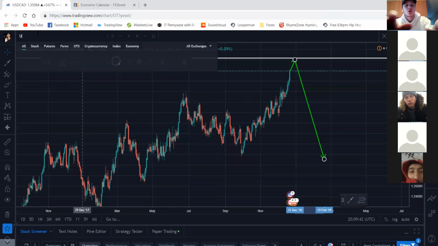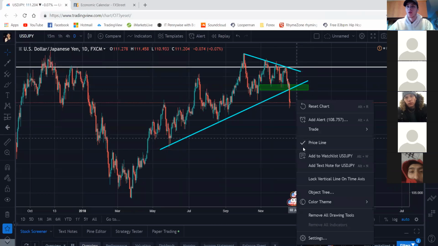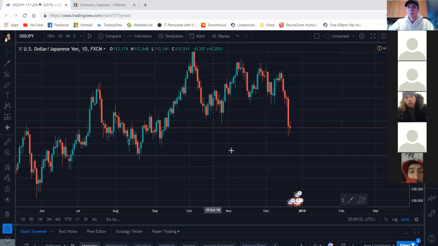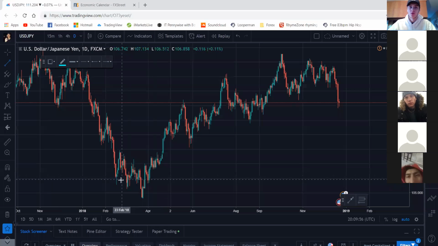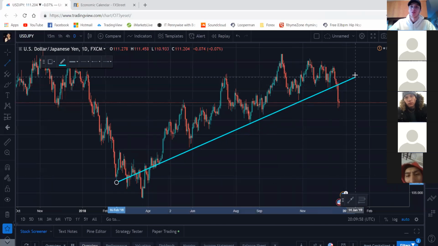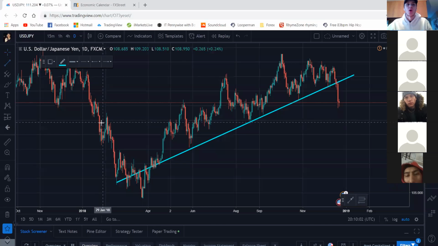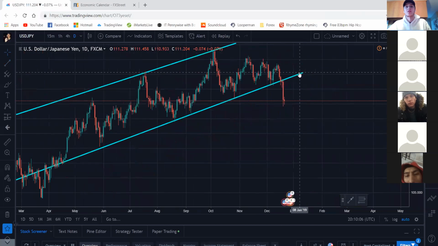So another pair I wanted to show you guys is the USD JPY. How much does the price push the fundamental, or the fundamental push the price? Sorry about that, guys. I'm just a little focused. So how much does our fundamental analysis really push our price analysis?